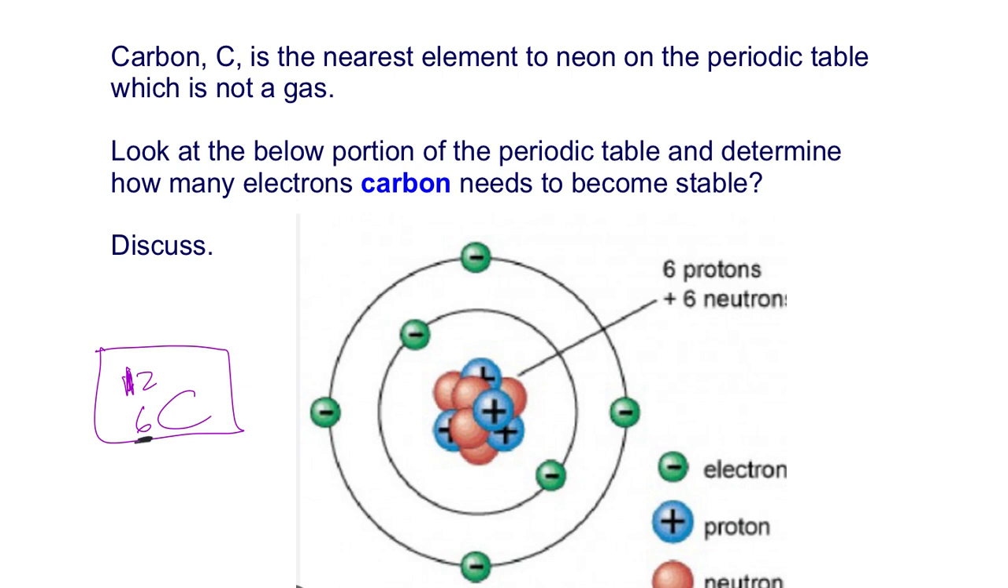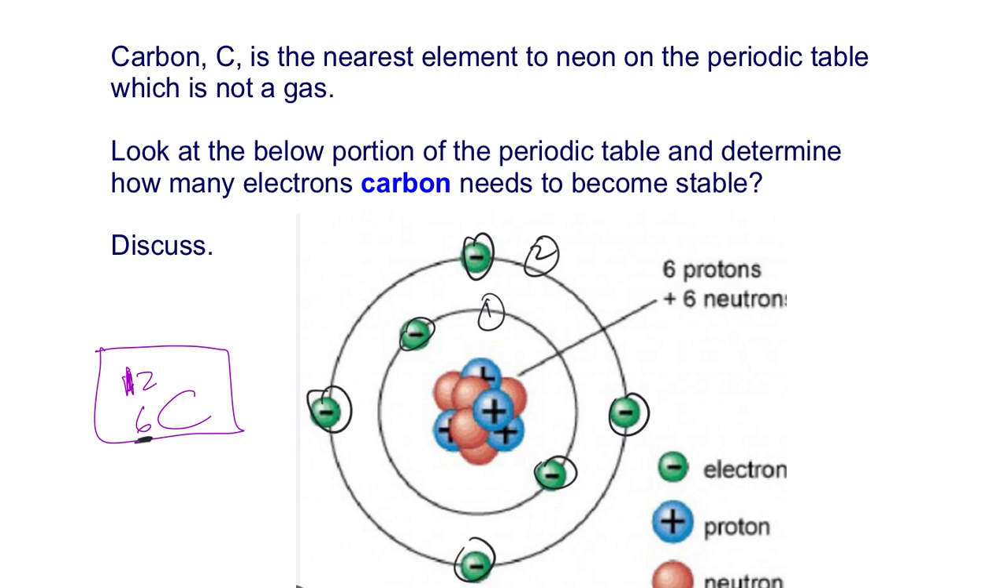So here we got the 2 shell. Carbon is in the second row across. So carbon has 2 energy shells. Okay, let's count them. 1, count the electrons. 1, 2, and then you have to go to the next shell because the first shell only holds 2. 1, 2, 3, 4, 5, 6.